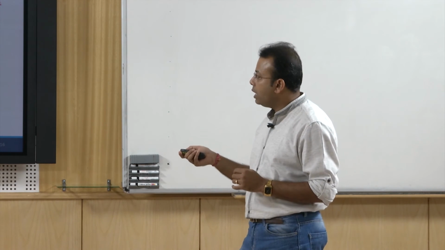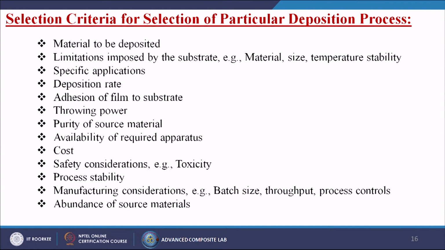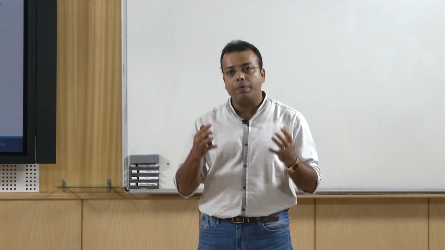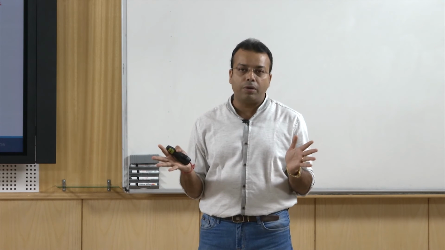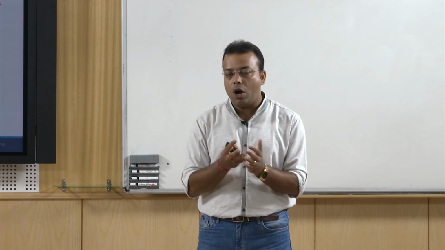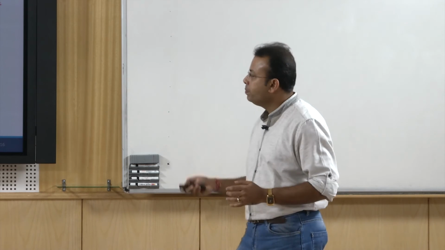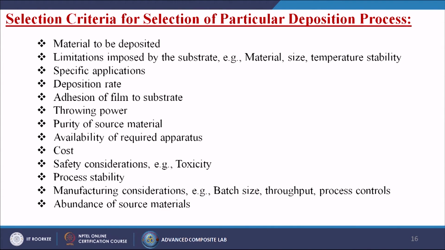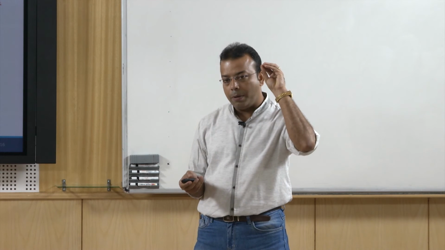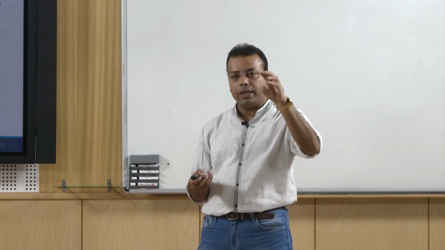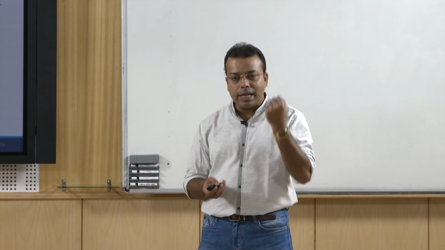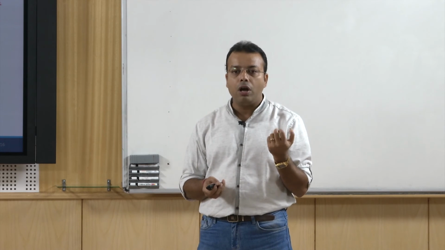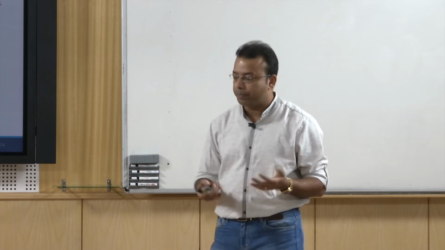Then the next one is the deposition rate: how fast I am going to do these coatings, or maybe slow, whether it is in a controllable manner or maybe an uncontrollable manner, whether it should be homogeneous or maybe heterogeneous. Then adhesion of the film to the substrate, throwing power: how much velocity you are throwing your coating material onto that substrate, whether your substrate can easily accept that or not, or whether it needs to be slower or maybe faster.